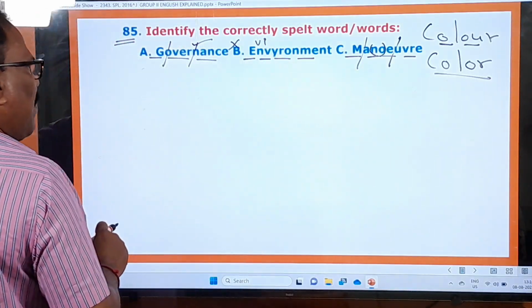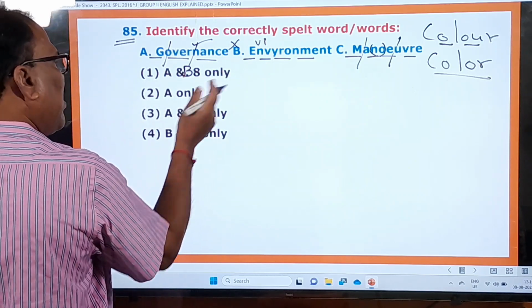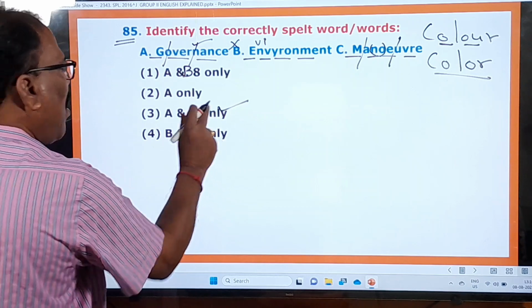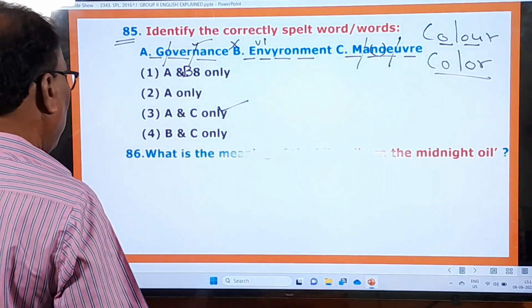Okay. Let us see the options here. A and B, A only, AC, ABC. So here AC are correct. So your answer is going to be A and C. Right. Now let's go to the next question.